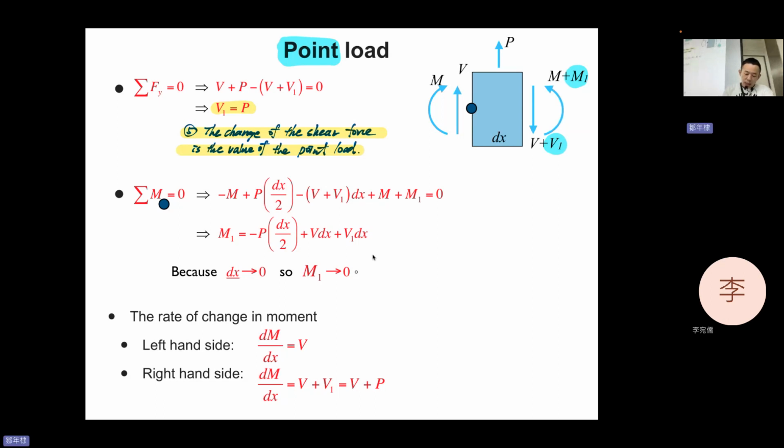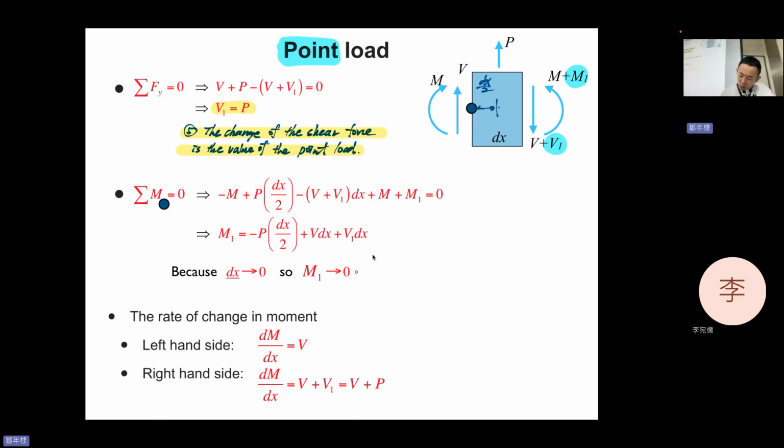Next one we do the moment balance. We do the moment balance again about the blue dot. Okay, clockwise is minus, and counterclockwise is plus. Again, this is half dx and half dx, and this is clockwise, counterclockwise, so it's positive, and V plus V1 clockwise minus, M plus M1 counterclockwise plus, equal to 0.